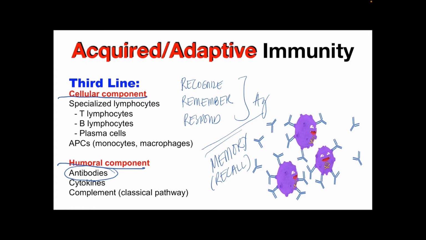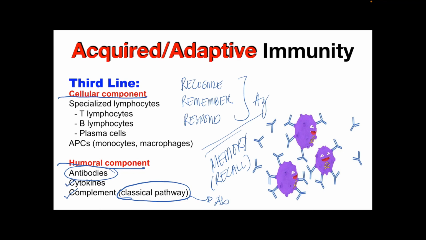So also in the humoral component, we can have the cytokines and complement. Take note of this one, the classical pathway of complement, because this one involves the function and the action of antibodies, whereas the alternative complement pathway does not involve the antibody formation.